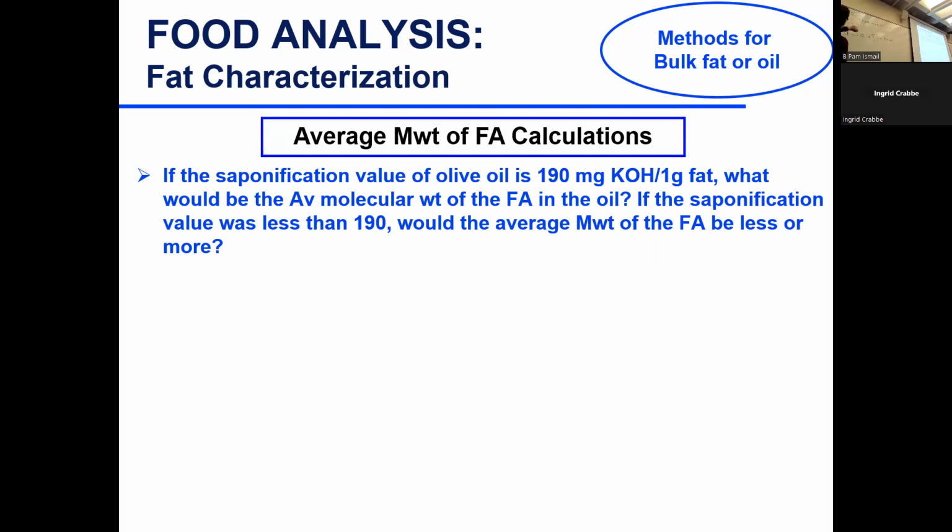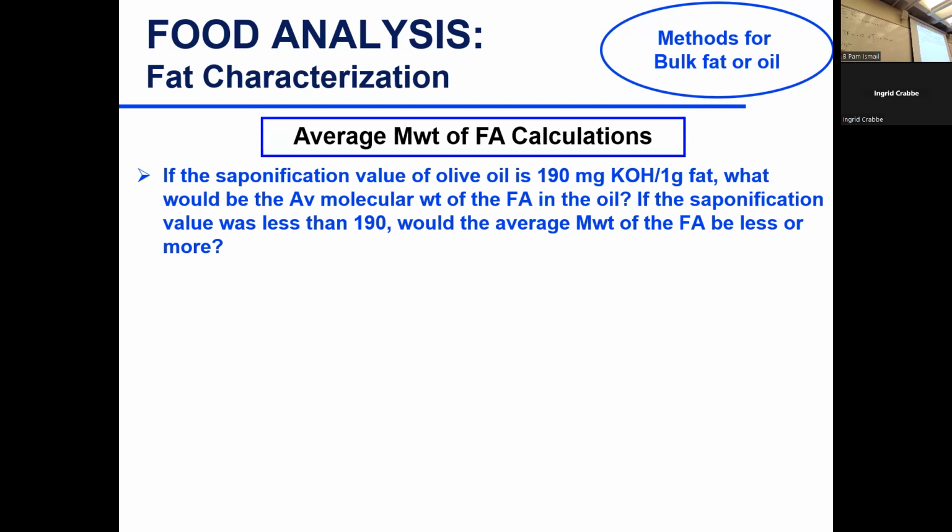So what is the given? The given is the saponification value is 190 milligram KOH per gram of fat. So 190 milligram of KOH per 1 gram of fat.